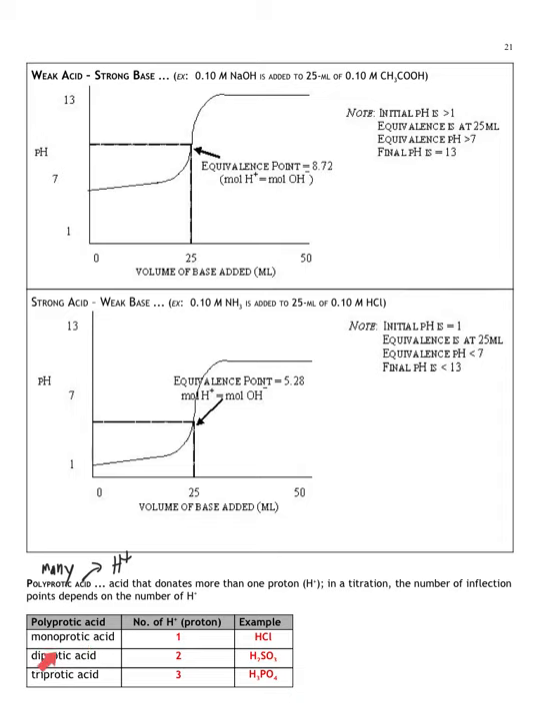So here's a monoprotic acid. Mono means one proton. So we're looking at one proton. Notice only one hydrogen ion. Diprotic means two protons, and so notice how there are two hydrogen ions for this acid. Triprotic means three, and so there are three protons here for this acid.